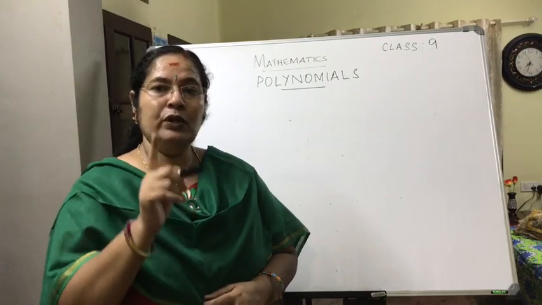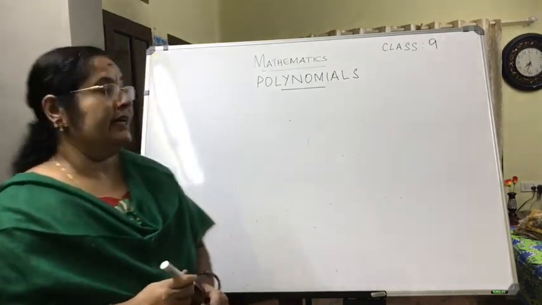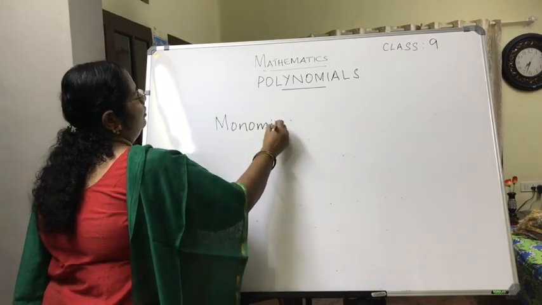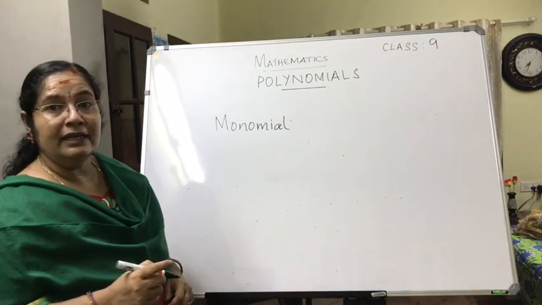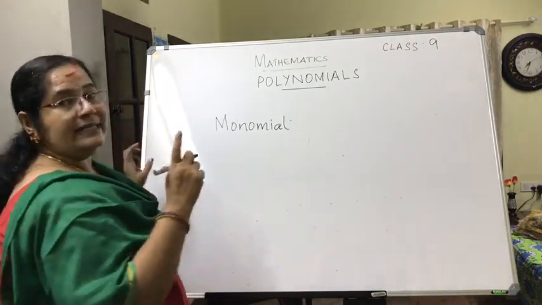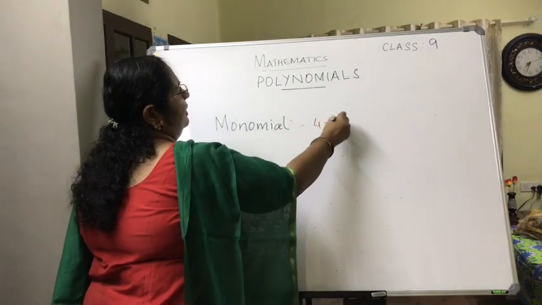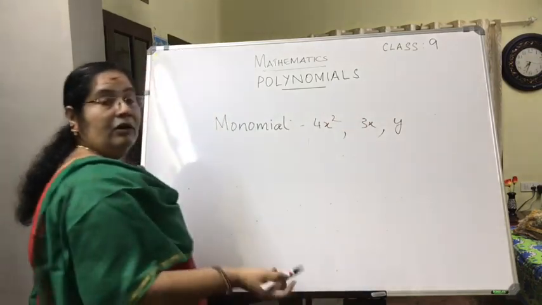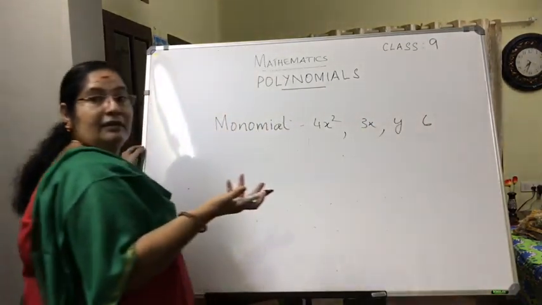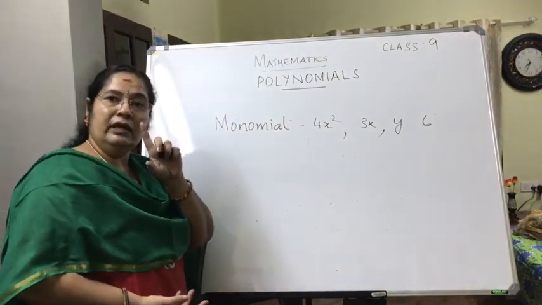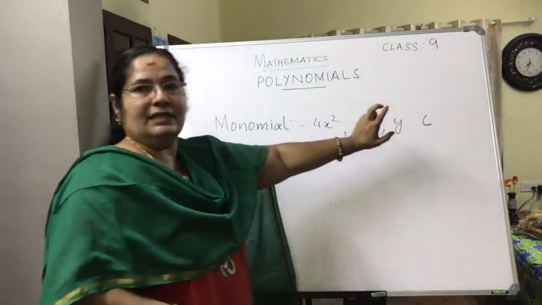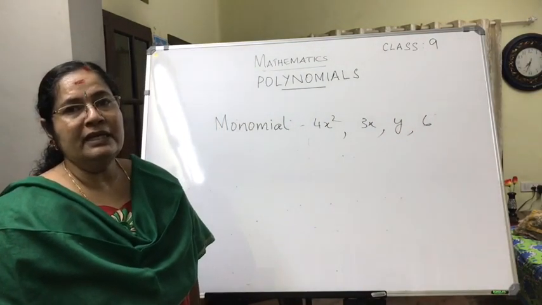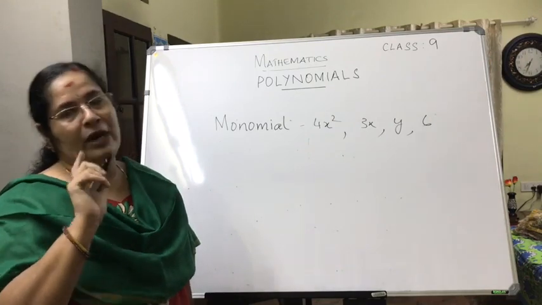If there is only one term, we call it a monomial. What is it called? Monomial. So a monomial is a polynomial having one term. One example, say 4x square or 3x or y, or even 6 if you take. It's a constant polynomial having only one term. What is the term? Only the term 6. So all these are called monomials. Monomial means a polynomial having only one term.